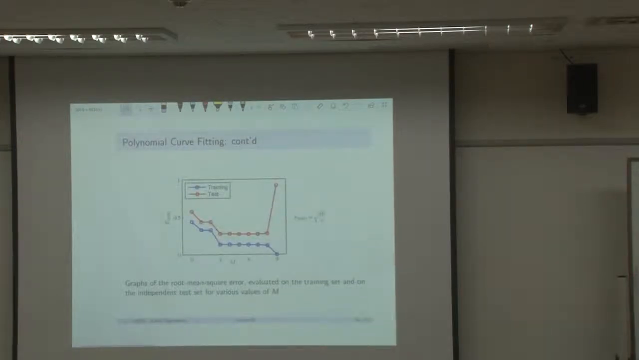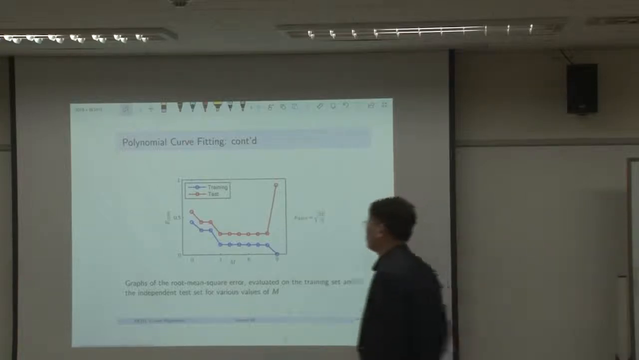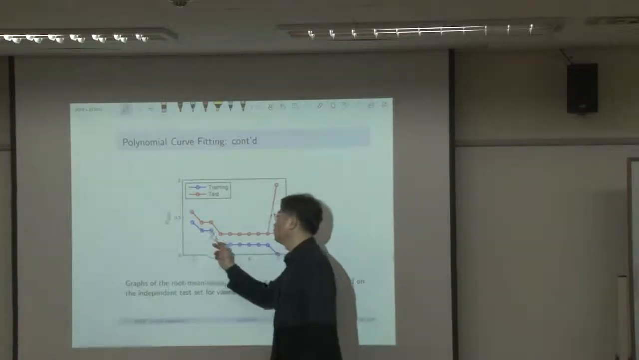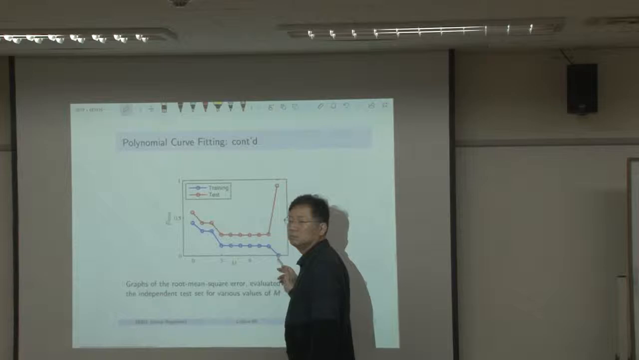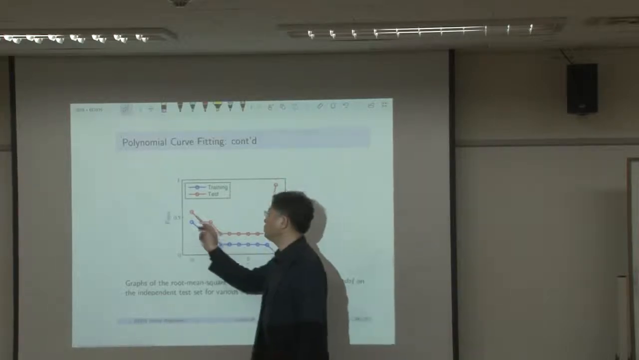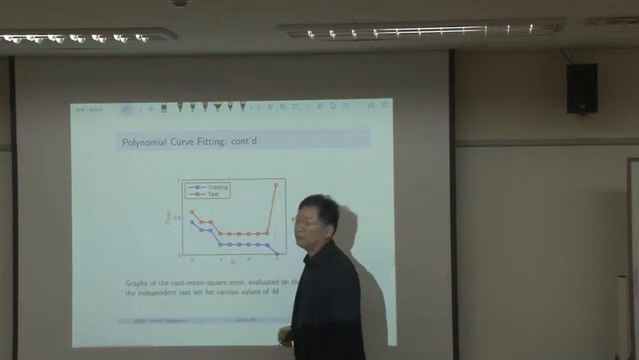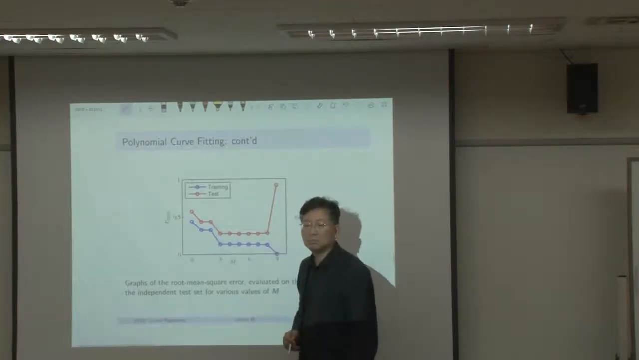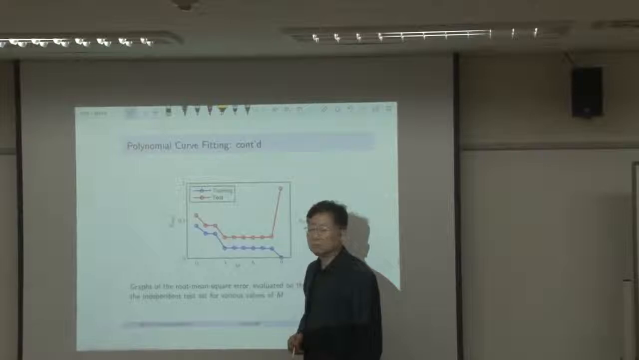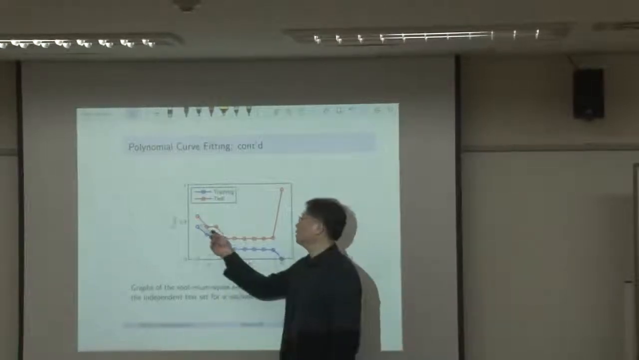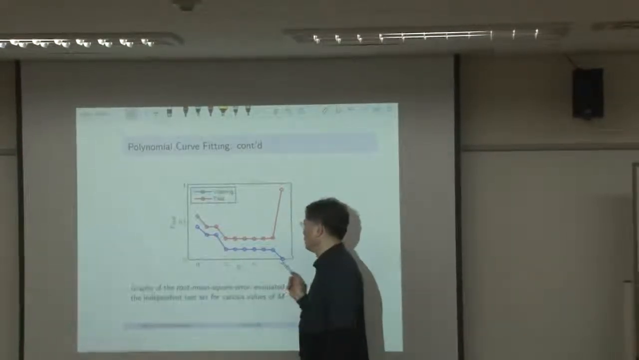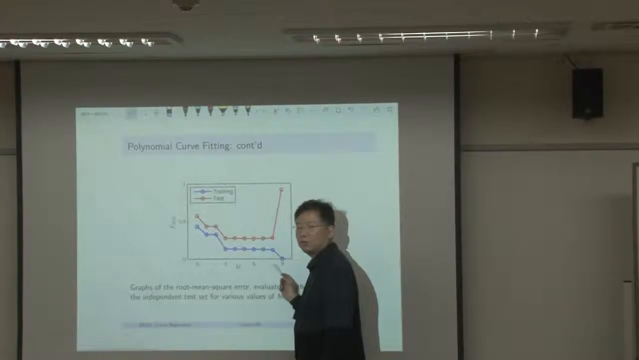This is the plot of the training error. This is the plot of the test error. And you can see that the training error went down as you went through ninth order.